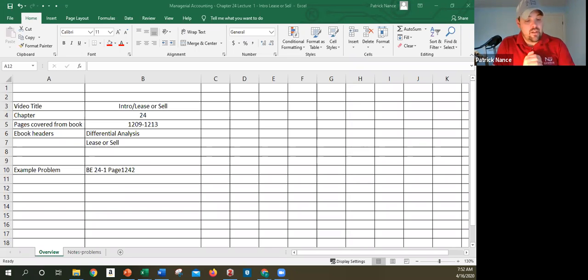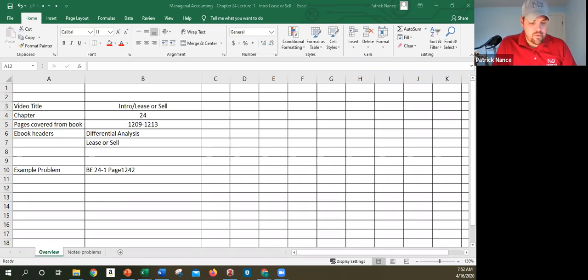Okay, so lease or sell on page 1212. For those who are unfamiliar with what a lease is, it kind of depends on the type of lease, but effectively, a lease is a rental agreement, and depending on the contract and what they say in the contract, that fixed asset could go to the individual after it's done. There could be a bargain purchase option, or it goes back to the individual who leased the asset to you.